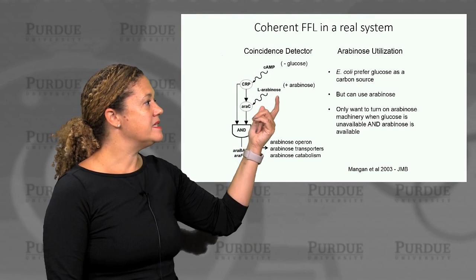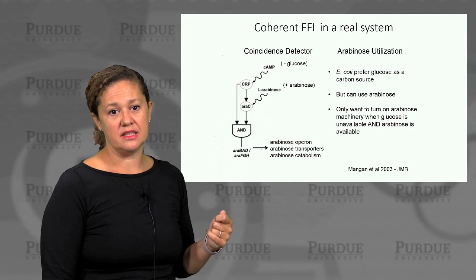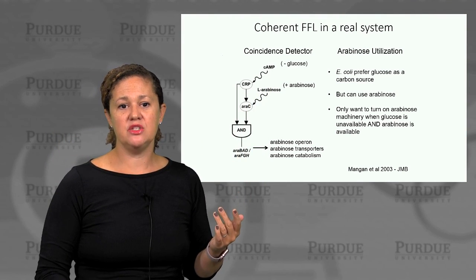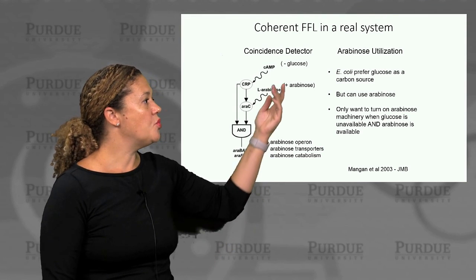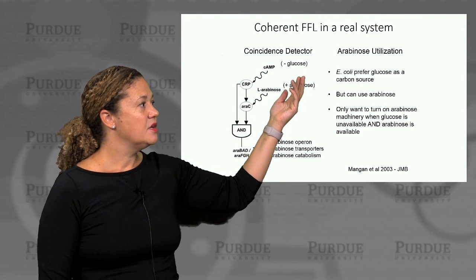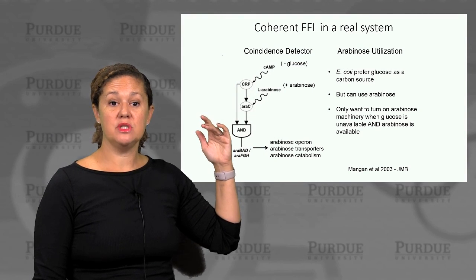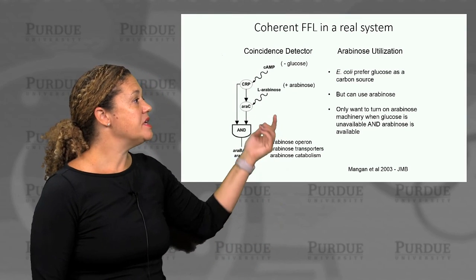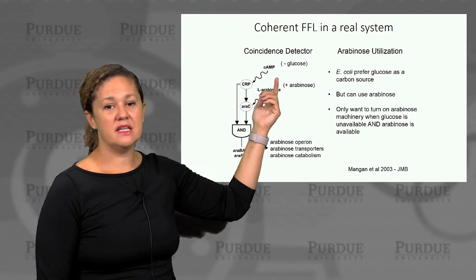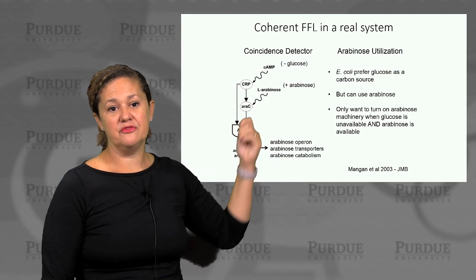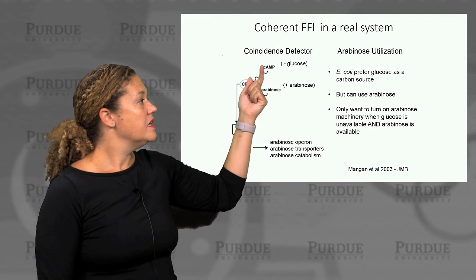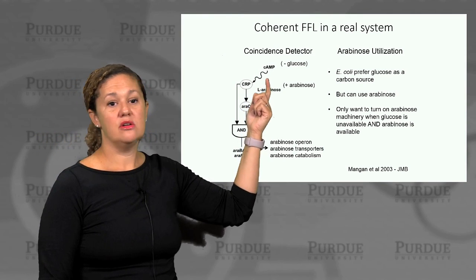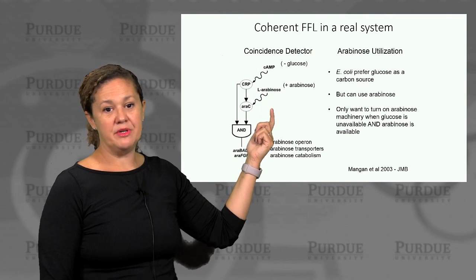So this system acts as a coincidence detector. As we mentioned before, cyclic AMP levels are inversely related to glucose levels. So when glucose is absent, we have more cyclic AMP around than when glucose is prevalent and we have less cyclic AMP. So now cyclic AMP is an indicator of an absence or lack of glucose. So now this system acts as a coincidence detector of cyclic AMP, or lack of glucose, and arabinose present.